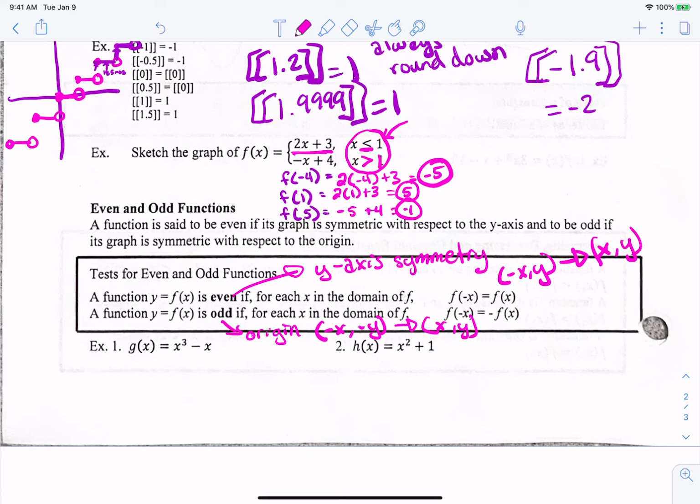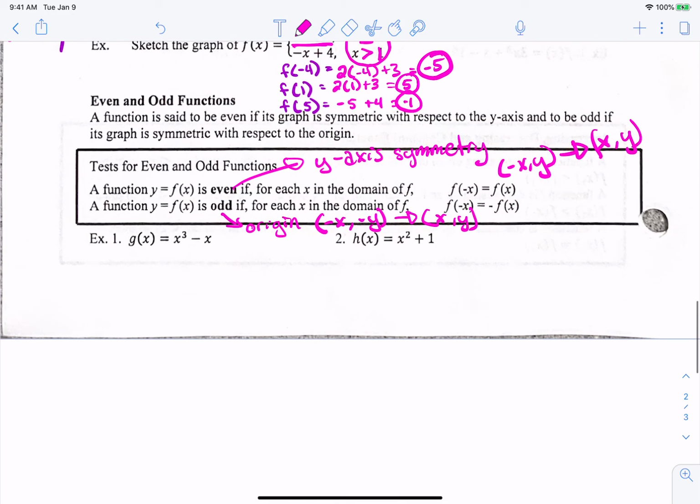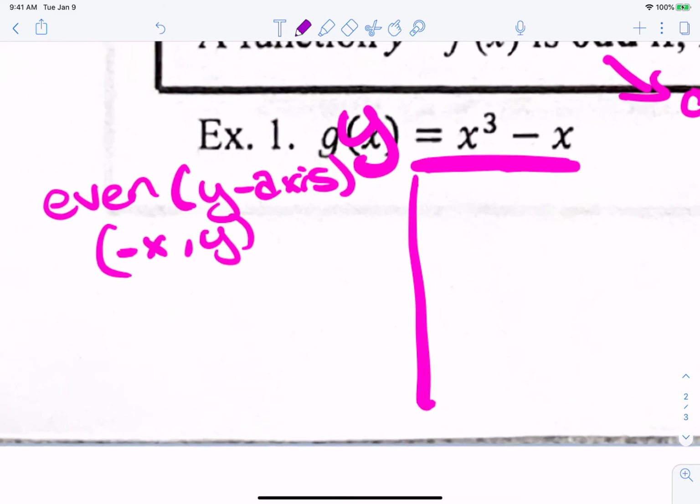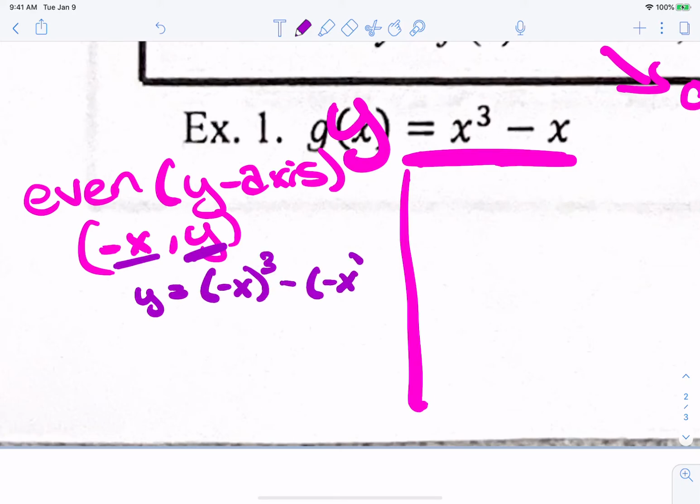Okay? So let's go through that again just so that we're clear what it means to look the same as it did before. I'm going to test this one first to see if it's an even function, which means y-axis. So I'm going to plug in -x comma y into this equation right here. G of x is treated like your y variable. So down here, I'm going to take the y and leave it the same, but every time I see an x, I'm going to plug a negative in. So y stays the same. The x's become -x. I'm going to plug a -x in for every place that I see an x.